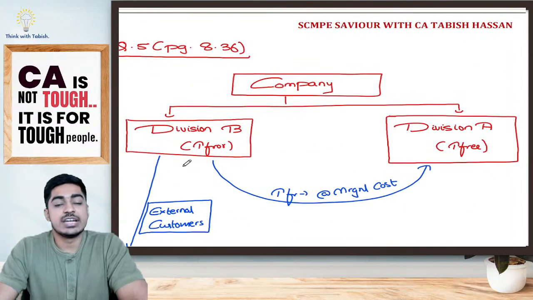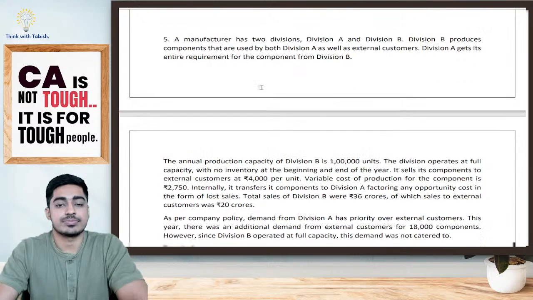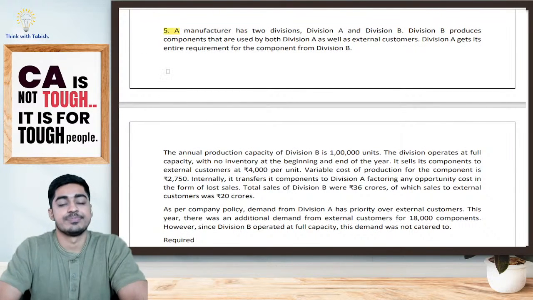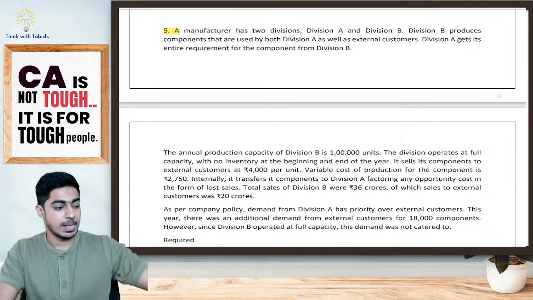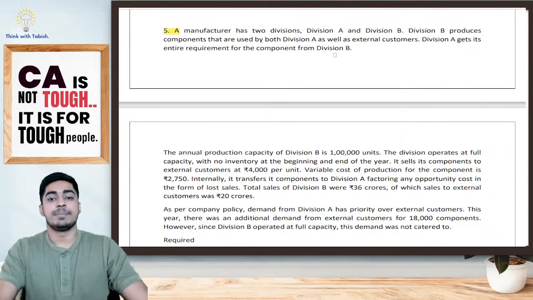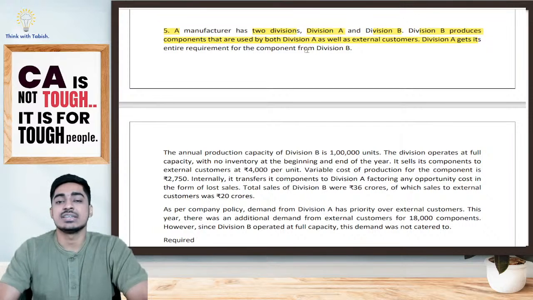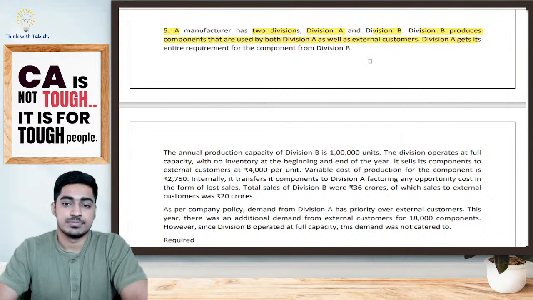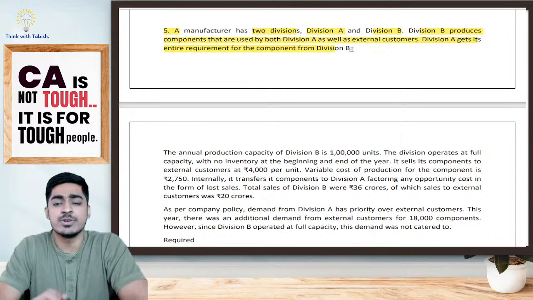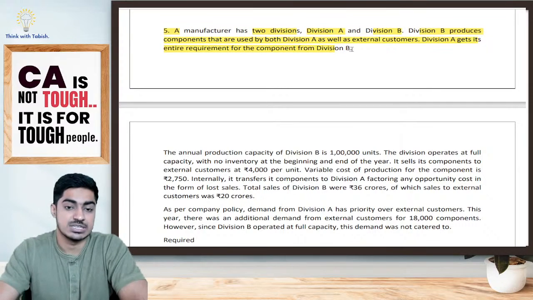The next question that we have is question number 5, page 8.36. A company has two divisions, division A and division B. Division B produces components which are used by division A as well as external customers. Division B is transferring to division A, and division B is also selling outside. Division A is getting its entire requirement from division B. It is not buying from outside.